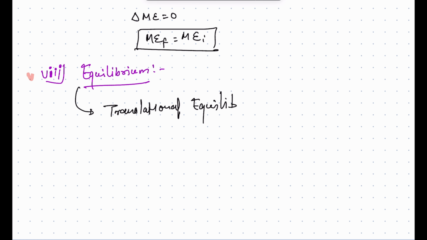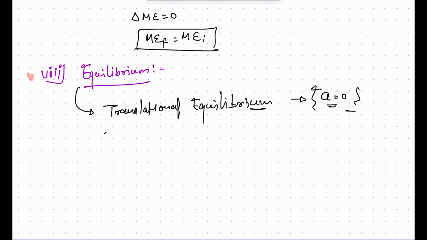So if you want to do some questions on translational equilibrium, there are questions on this channel that you can find related to the equilibrium. So translational equilibrium will happen when the state of the translational motion is not changing. Basically, acceleration of the system is 0.